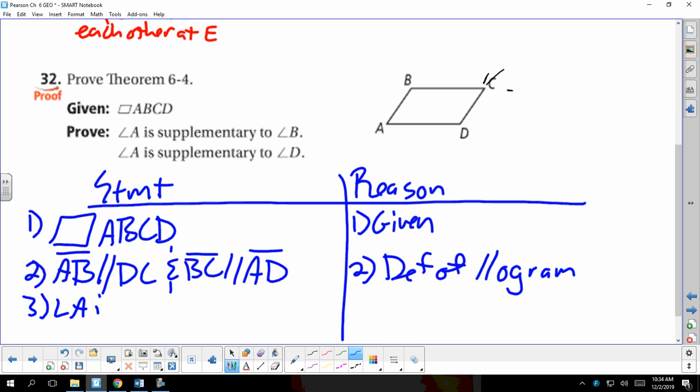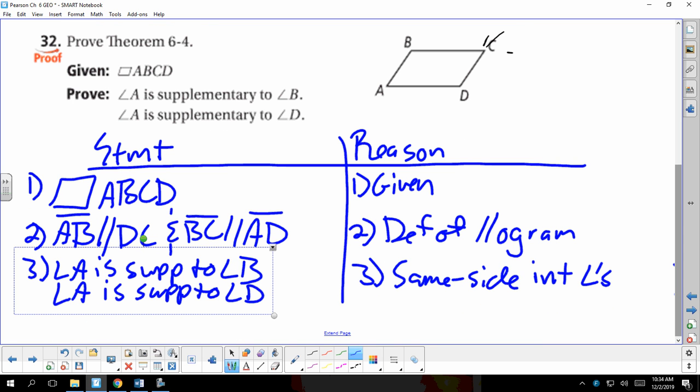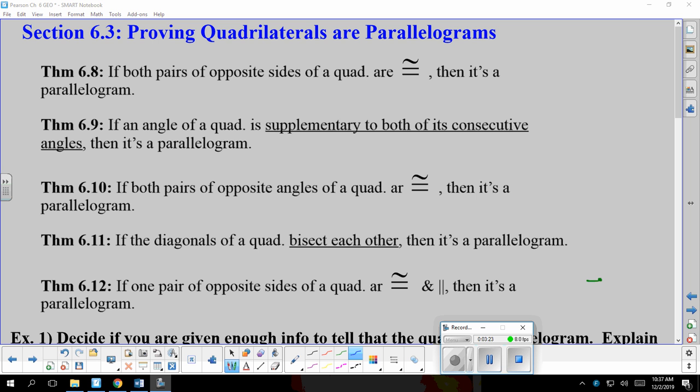Angle A is supplementary to angle B, and angle A is supplementary to angle D, because those guys are same side interior angles. All right, so today's lesson, we want to show that quadrilaterals are in fact parallelograms. So we're going to use the converse of each of these to show that quadrilaterals are parallelograms.